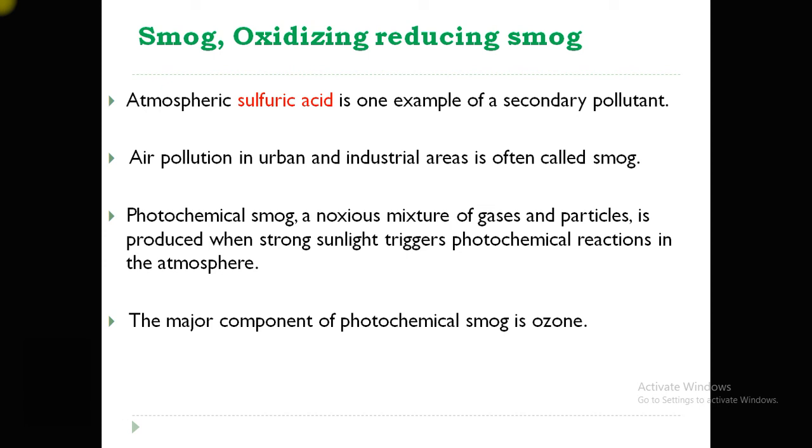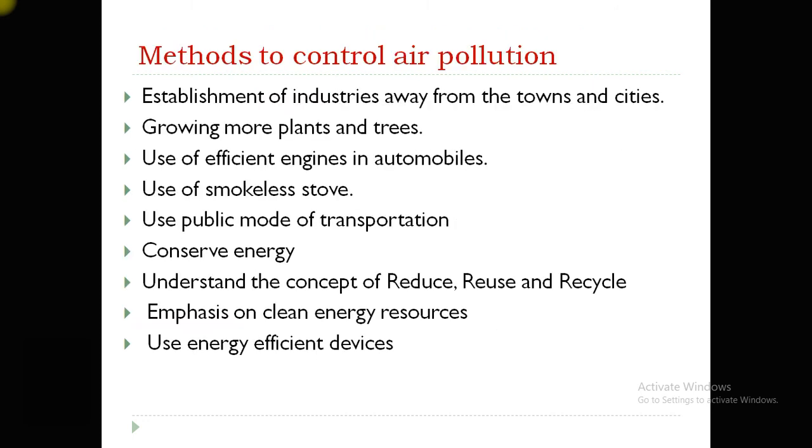What is smog, and oxidizing and reducing smog? Atmospheric sulfuric acid is one example of a secondary pollutant. Air pollution in urban and industrial areas is often called smog. The major component of photochemical smog is ozone. Photochemical smog, a noxious mixture of gases and particles, is produced when strong sunlight triggers photochemical reactions in the atmosphere. So, what are the methods to control air pollution?